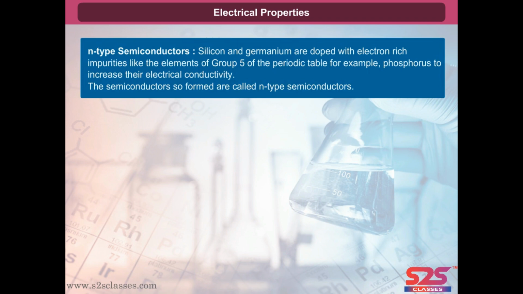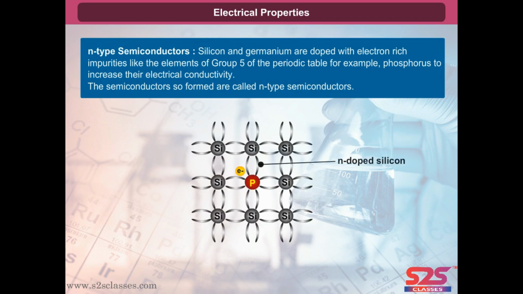N-type semiconductors. Silicon and germanium are doped with electron-rich impurities like the elements of group 5 of the periodic table, for example, phosphorus, to increase their electrical conductivity. The semiconductors so formed are called N-type semiconductors.